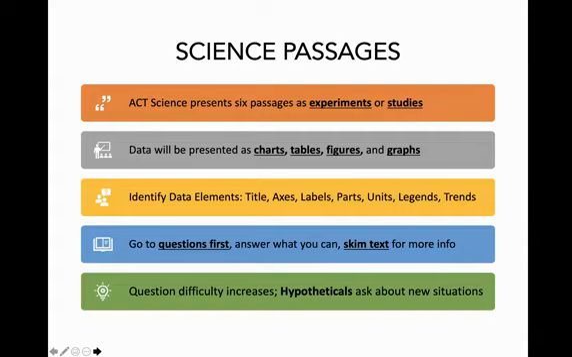Within any passage, the question difficulty is increasing slightly. So let's say you had 6 questions, but 1, 2, and 3 might be a little easier. 4, 5, and 6 will get a little more challenging. And they may introduce hypotheticals, which we'll look at in a moment, where they're introducing a question that gives you new information or a new situation that wasn't in the original experiment. They might redo the same experiment and say, what if we did this on Mars instead of Earth? How would it be different?